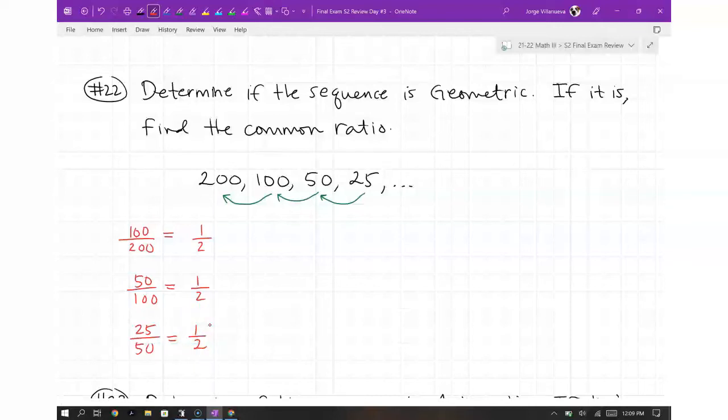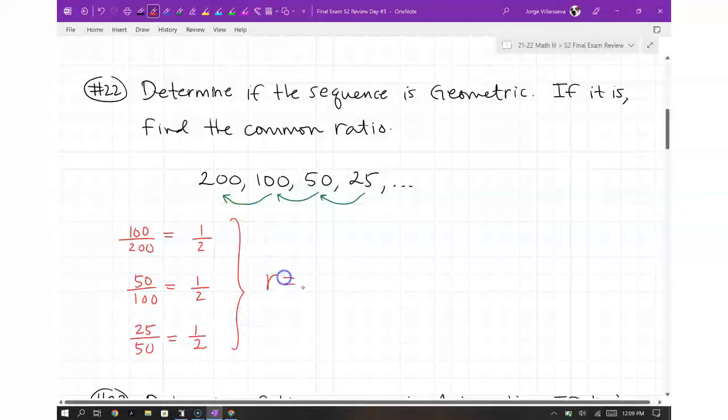Okay, so are all those fractions common? Are they the same? Yeah. So these are common ratios. R equals half. It does have a common ratio. If they're all the same number, then it is a common ratio. They ask us if it's geometric, so I'm just going to write yes right here because it is. It's geometric and the common ratio was half.